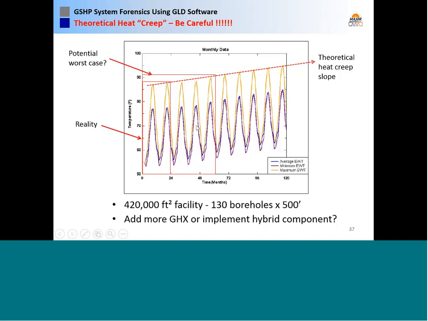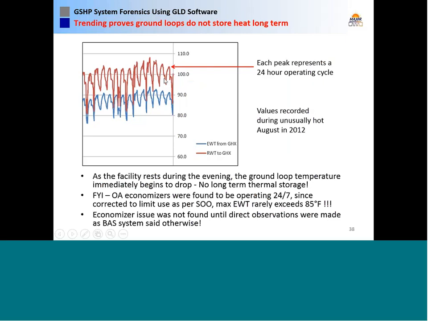This is an IKEA store in Denver, and we would have expected, if we believed the simulation results, that the loop would finally overheat within a few years. And from actual trend data, we know that's not true. Every peak here is a 24-hour operating cycle. So in the evenings, as soon as we relax heat gain on that loop, the temperature on that loop is dropping. The blue is entering water temperature from the loop field, and the red is return water temperature to the ground loop. So you can tell that the ground heat exchanger is accepting a lot of heat and dissipating it fairly rapidly.